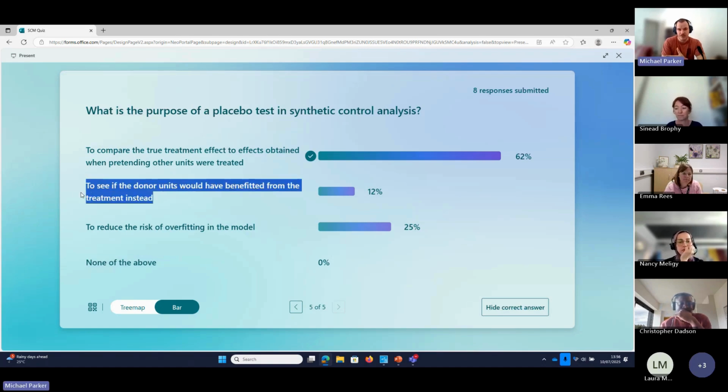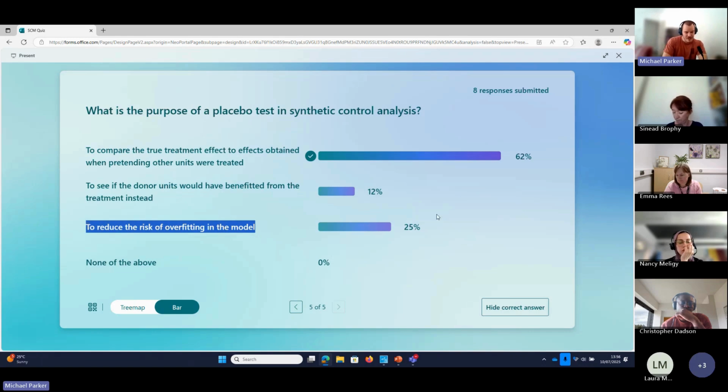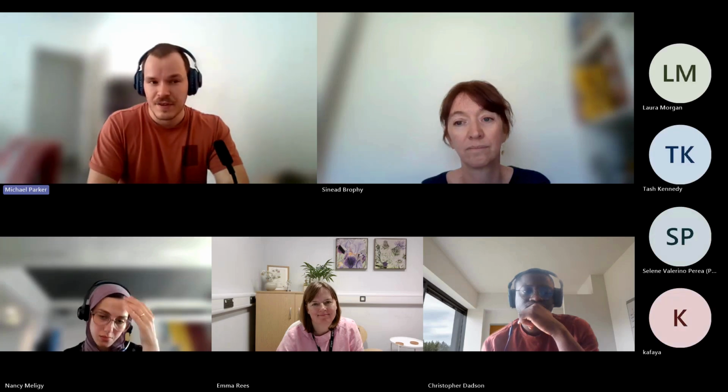It isn't to see if the donor units would have benefited from the treatment. That would be almost doing the reverse method. And I suppose to be fair to the 25% who put to reduce overfitting, it is a component when you do this sort of analysis of seeing what the fit is like, but it's more to see if there's a concern with your placebos, and also to help you validate the model to see if the treatment effect you're seeing in California is unique to California, or if you're seeing it in other states as well. Because if you are seeing it in other states, then it probably isn't a true effect. So that is everything. That is the quiz.